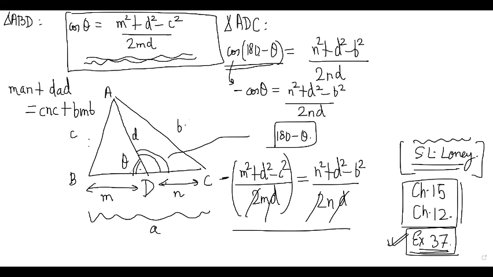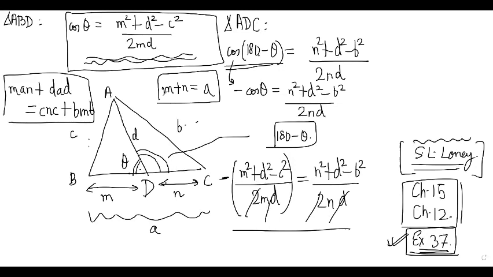CNC plus BMB is equal to DAD plus MAN. You will be able to prove it because you have M plus N is equal to A. Just work out the proof. It's a little bit of algebra, nothing major. It's obvious stuff. So you will be able to find the length of any line AD through this, right?